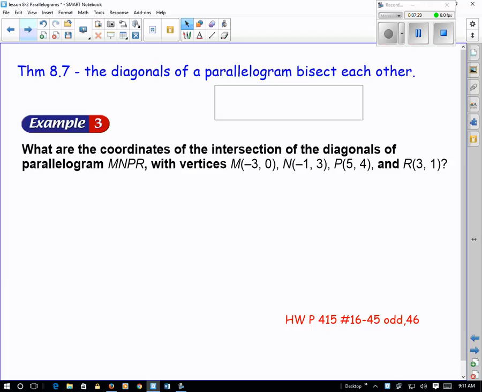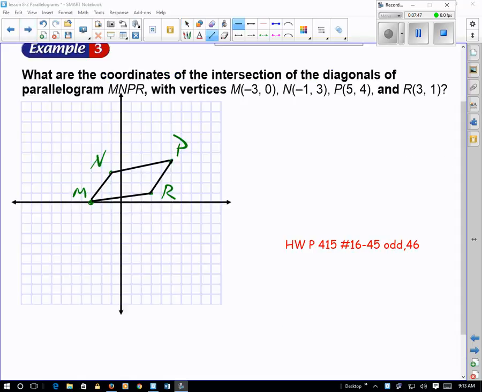So a little coordinate geometry here. We want to find the coordinates of the intersection of the diagonals with given vertices. So of course we're going to start that off with a graph to show what we're working with. Here's the graph of that parallelogram. We can confirm that that's a parallelogram by looking at the slopes of the opposite sides and confirming that they are the same. So we want to find the intersection of the diagonals.